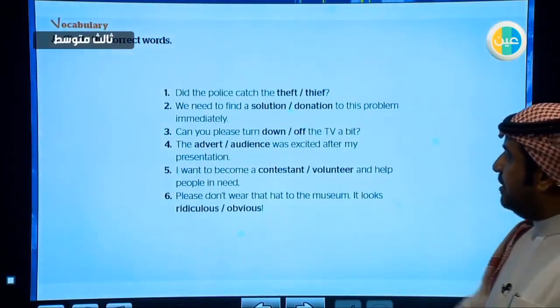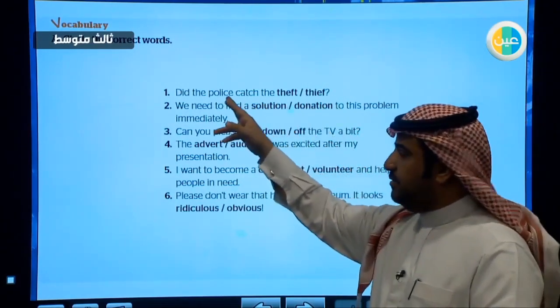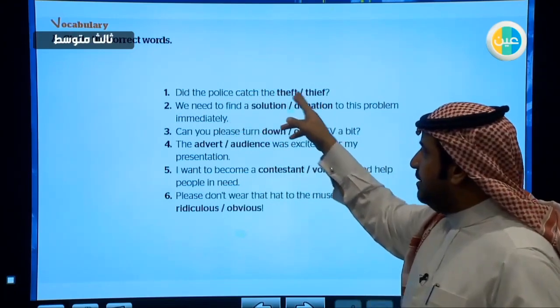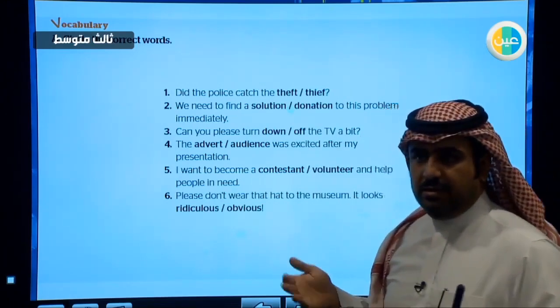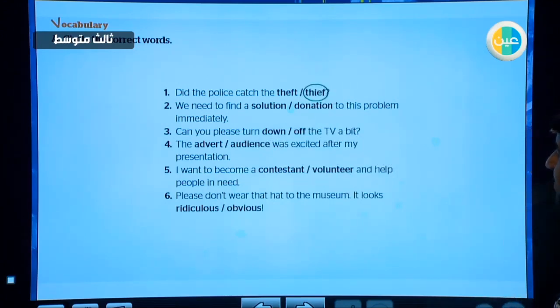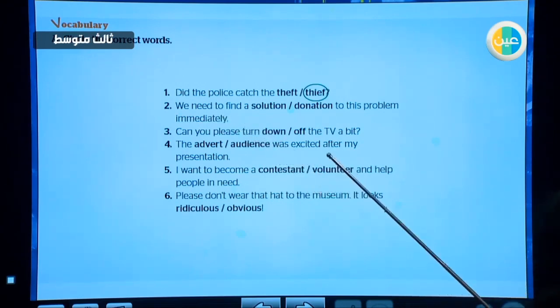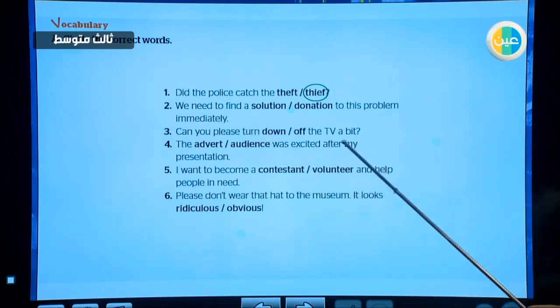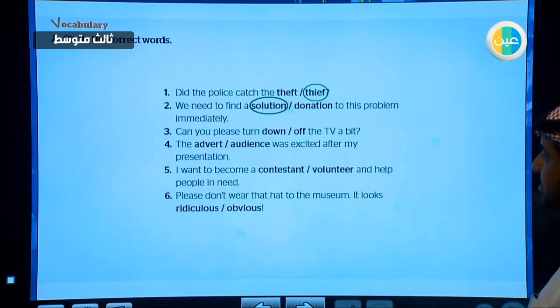This is the first question. Circle the correct words. Did the police catch the theft or thief? The police usually catch people, so we need a name of a person, for example a criminal, a noun that tells you about a criminal. For example, it can be thief. Okay. Number 2, we need to find a solution or donation to this problem immediately. In this situation, we are going to choose the word solution, of course. Find a solution, which is an answer to the problem.